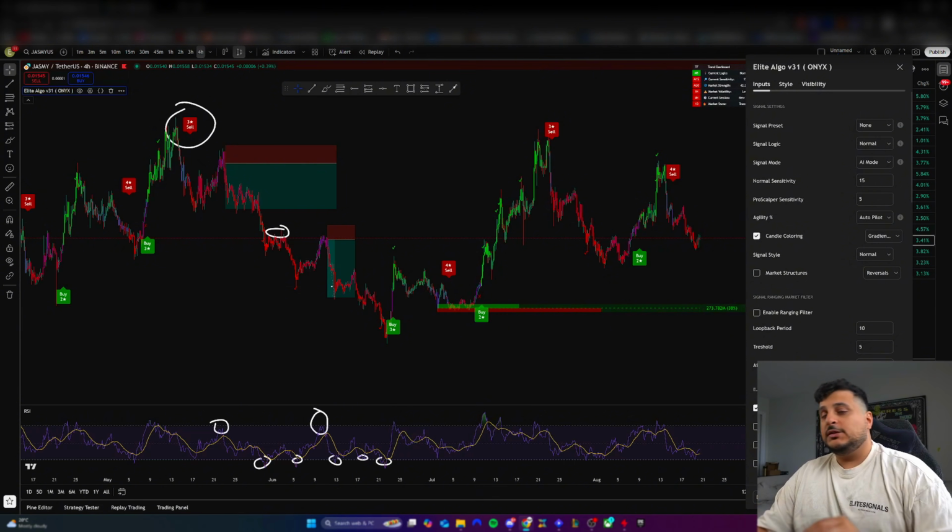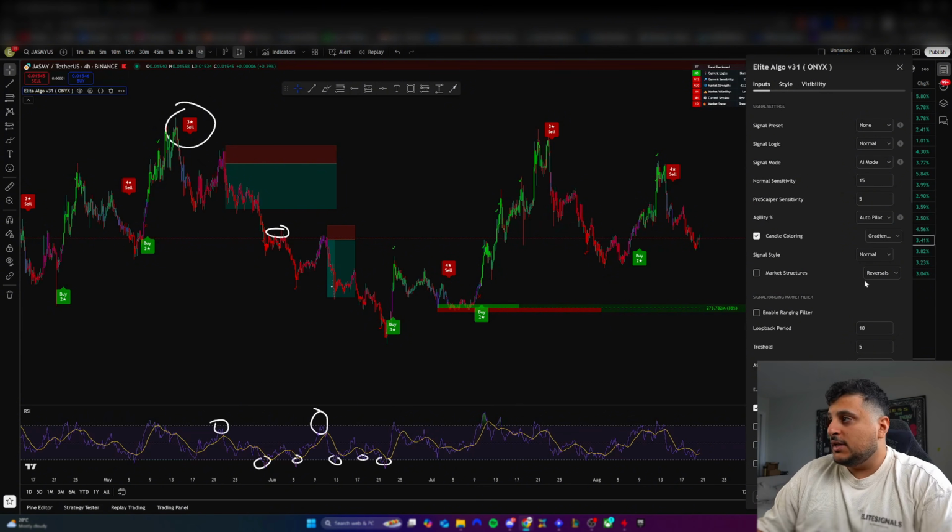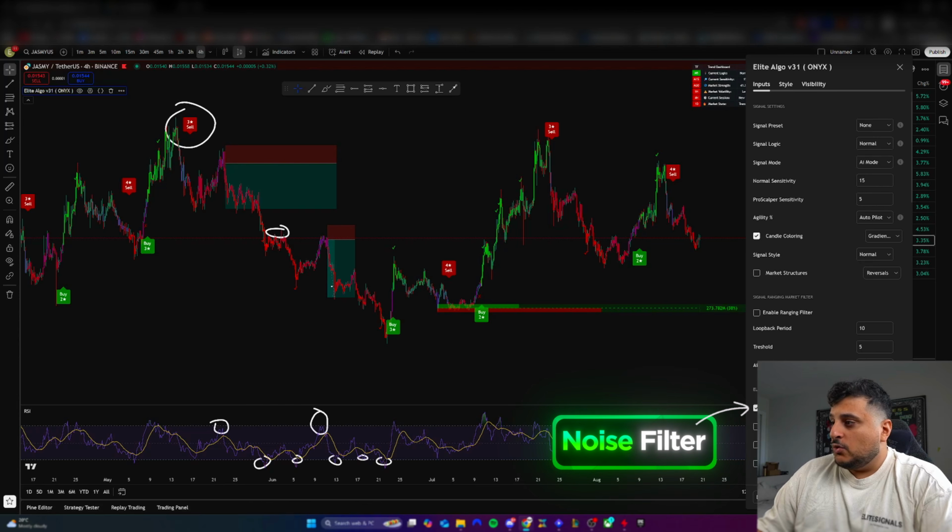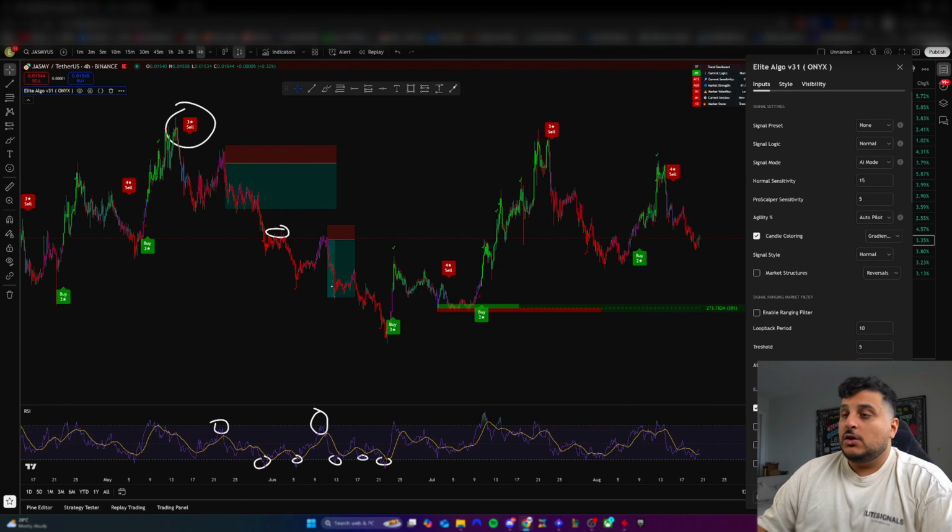or long-term trends. Let me show you exactly what I'm talking about here. So for example, over here, we have the sensitivities and all the inputs for the indicator. But specifically, we have this section over here that says noise filter. Now, what this does is that this applies a filter to the chart that detects noise on the chart. So noise, this could be market manipulation. This could be pretty much anything that would throw an indicator off.